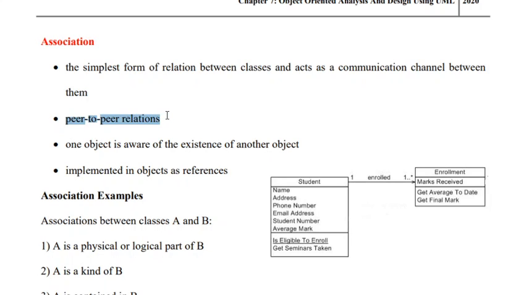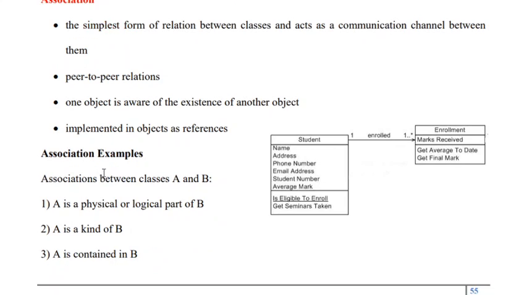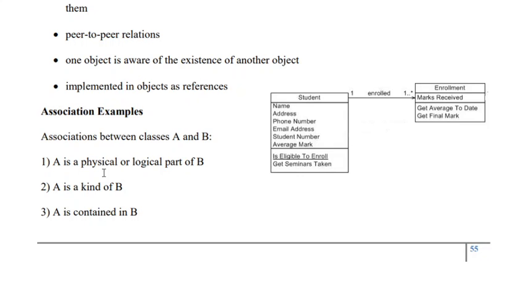So, why do we need to have association? Because of association, one object is aware of the existence of another object. It lets the object know that there exists another object to which it is related. Now, there might be different ways in which association may be established between different classes.